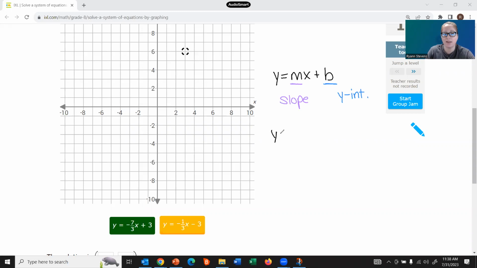So let's start with y equals -7/3 x plus 3. Now my slope is going to be this number that's in front of x. So we're going to take this fraction. We have to make sure we include the sign of negative. So our slope is -7/3.